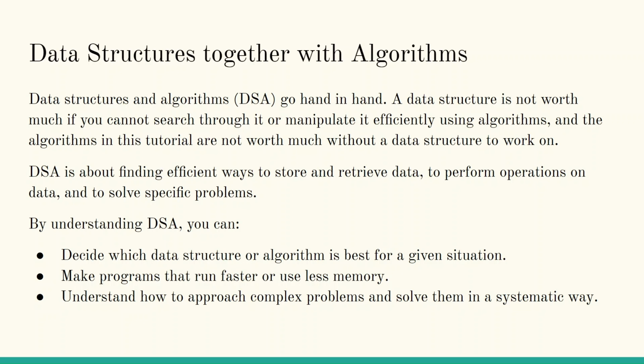Here's a quick breakdown of each. Decide which data structure or algorithm is best for a given situation. For example, if you need fast lookup, using a hash table is ideal to store and retrieve contact names by phone number efficiently. Make programs that run faster or use less memory, or both. For example, sorting larger datasets. Merge sort can reduce time complexity compared to bubble sort, and it processes data more efficiently.